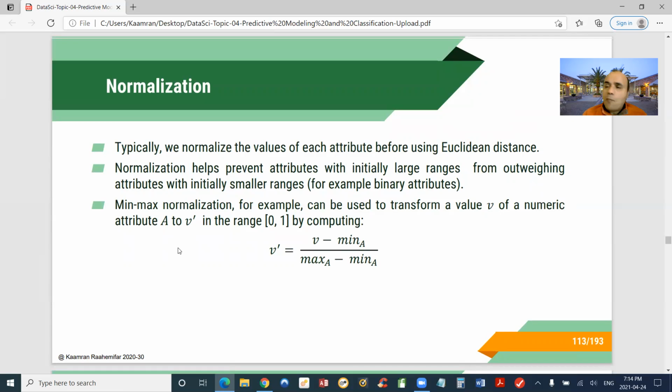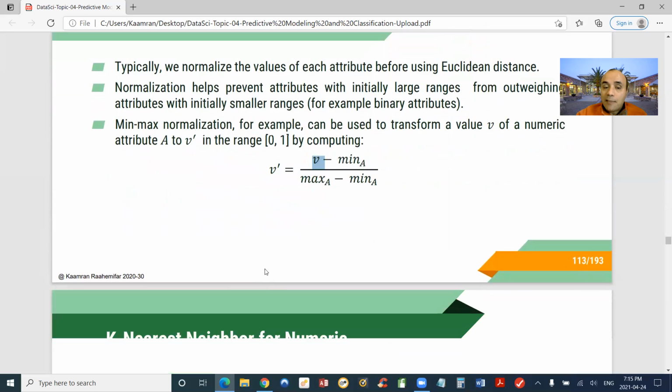There are many ways of normalizing, and one of the simplest is min-max normalization. We spoke of min-max normalization in the past. If you tell me the maximum of the sample and the minimum of the sample, I'm going to take the new sample V, subtract the minimum, divided by max minus min, and that's going to be the mapped sample. So that's how we are going to map the value.